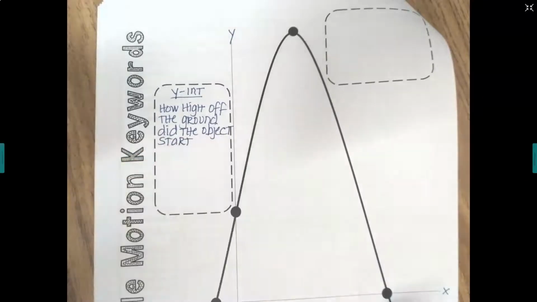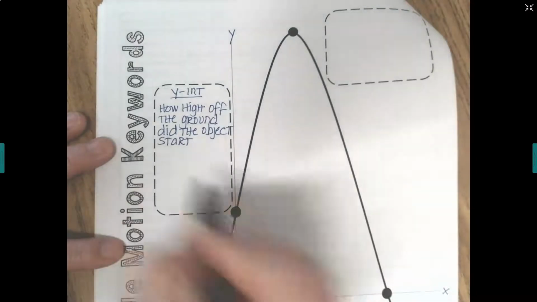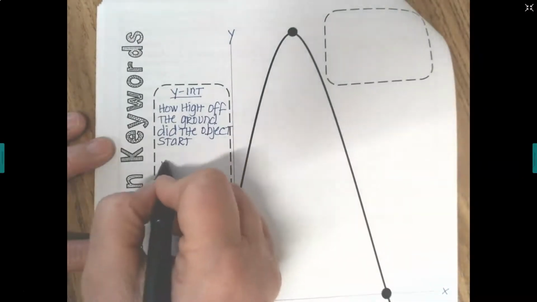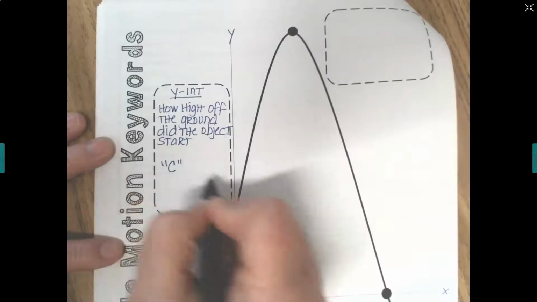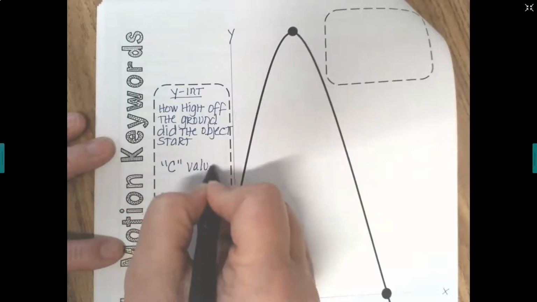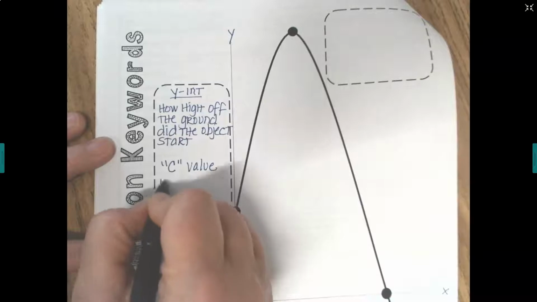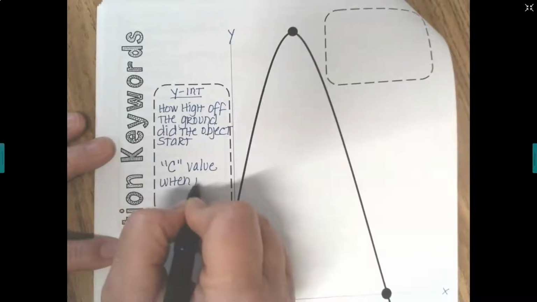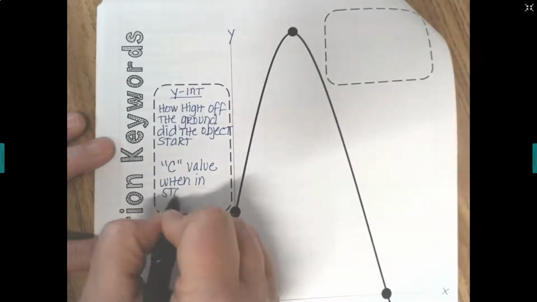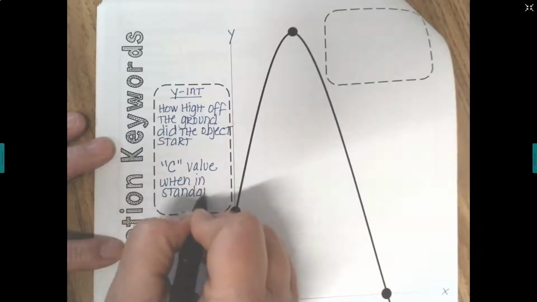And so that's the Y-intercept. If it was on the ground, it started at 0 feet high. If it was 100 feet in the air, it was 100 feet high. It's the starting height of the object, and you can tell the Y-intercept just from the equation. If it's in standard form, the Y-intercept is the C value. So you could tell the Y-intercept just by looking at a standard form equation.